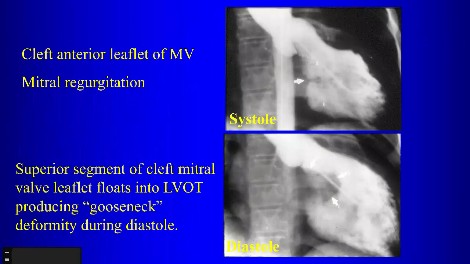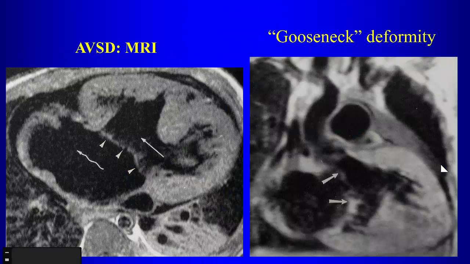And another bit of trivia with these endocardial cushion defects, there's something called the gooseneck deformity, because there's a deformity in the outflow tract of the left ventricle. You get this elongation of the outflow tract that looks like a gooseneck. That's called a gooseneck deformity, in addition to mitral regurgitation. So gooseneck deformity is also associated with endocardial cushion defects. Be able to recognize that on imaging.